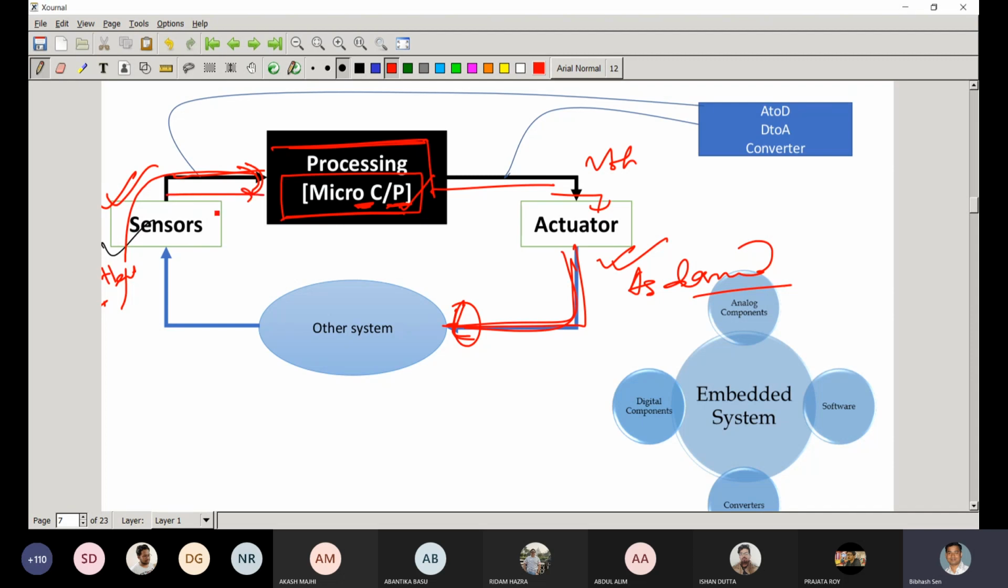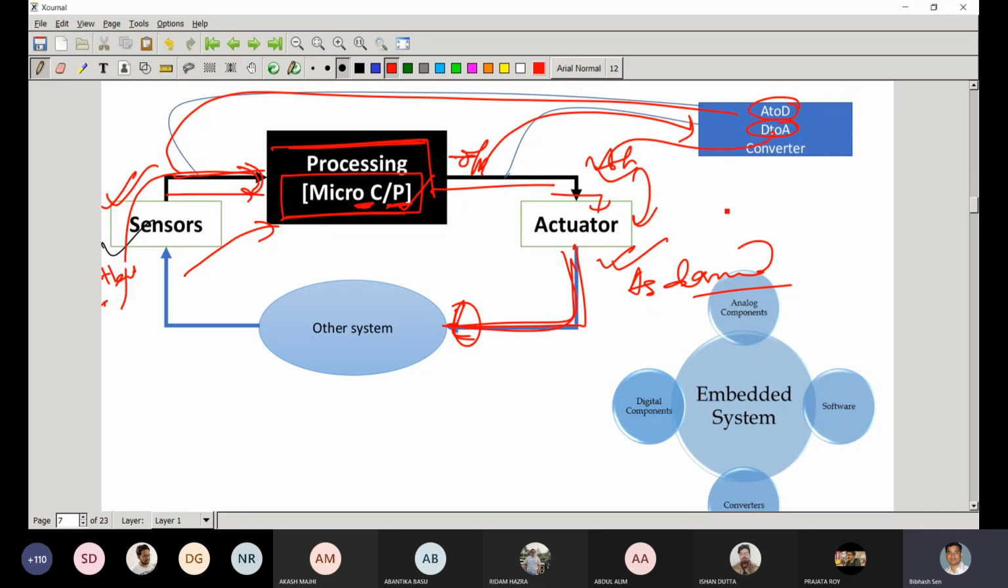So what should I do? That will get by some converter, maybe some analog to digital converter. It will convert it and send it to the processor. And after getting it, the output will again be processed by the digital to analog converter, and it will give the real life output. Maybe some AC's temperature will be controlled, or maybe some mechanical driving will happen.